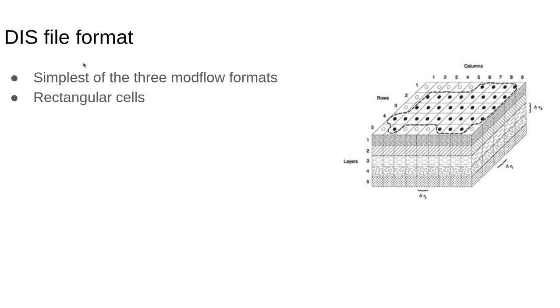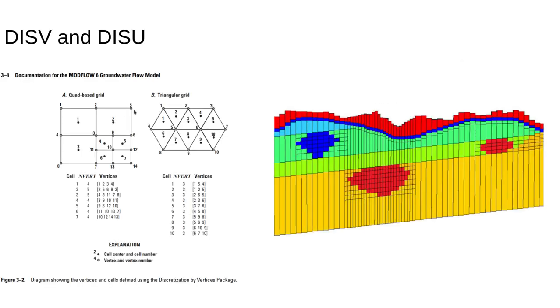So far, we started with the simplest of the file formats, which is DIS, which is just rectangular cells. And it gets a bit more complicated after that. The next step is to do DISV and DISU. DISU is one step up, where instead of perfect grid cells of equal size, you can have finer discretization within them. So we have a coarser grid here, and then over here we have more and more detail, and here's another example where we have even more refinement below.